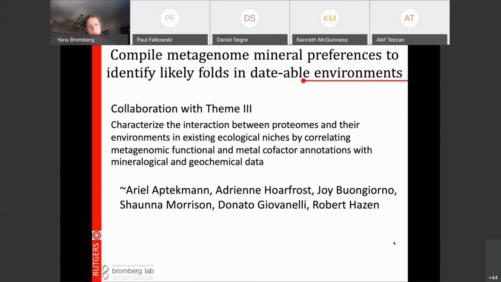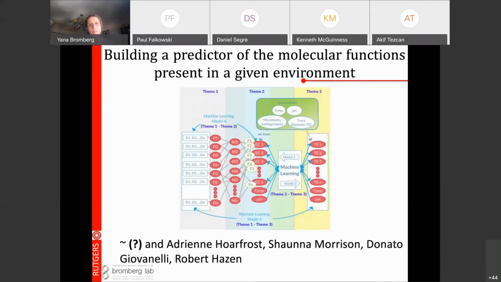We are working to characterize the interaction between the proteomes and their environments. Currently working on it, so you will be seeing a couple of slides, I hope, a couple of talks in the next couple of days to describe how we are doing that. We're characterizing the interaction between proteomes and their environments by correlating metagenomic functional and metal cofactor annotations. And that's work by Ariel and Adrian Horfrost in my lab, and Joy Bongiorno in Team 3, Shauna Morrison, Donato Giovanelli, and Bob Hazen. And then there is this picture that we had to build the machine learning tools to predict molecular functions present in the given environment.